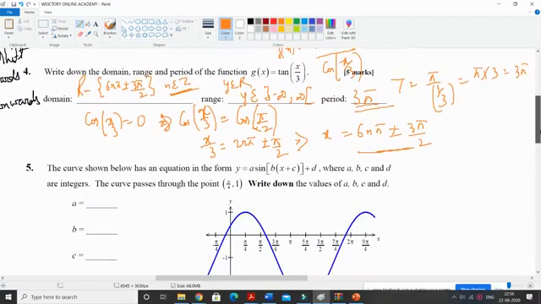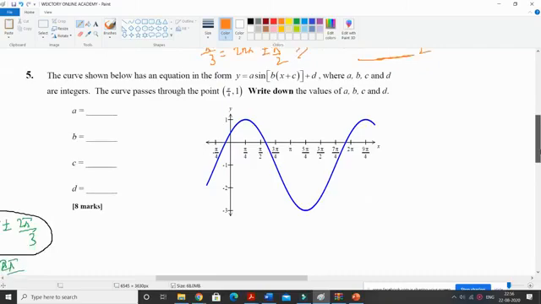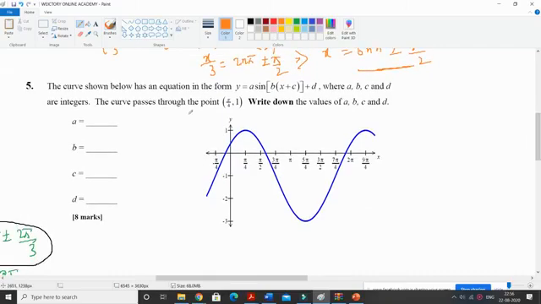Now the next question is, the curve shown below has an equation y is equal to a sine bx plus c plus d. I wrote it above in terms of cos. The curve passes through these points, pi over 4, 1. Okay, write down the values of a, b, c, and d. So a is the amplitude.